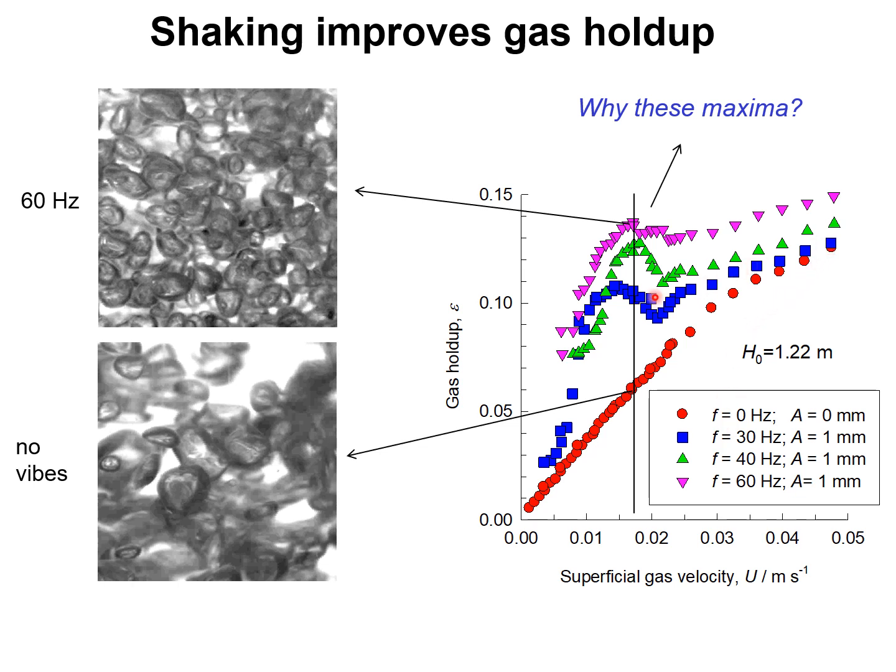The blue squares are for a column subjected to a vibration amplitude of 1 millimeter, and the liquid phase is vibrated at a frequency of 30 hertz. The green triangles are for a vibration frequency of 40 hertz, and the inverted pink triangles are for a vibration frequency of 60 hertz.